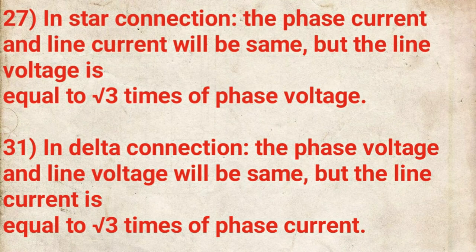In star connection, the phase current and line current will be the same, but line voltage is equal to root 3 times the phase voltage. In delta connection, the phase voltage and line voltage will be the same, but line current is equal to root 3 times the phase current.